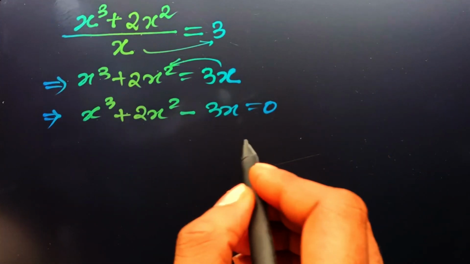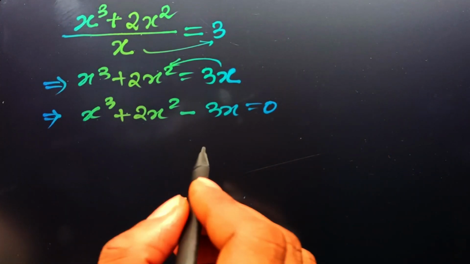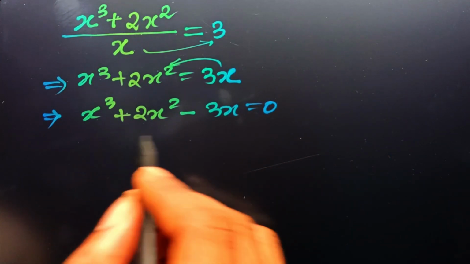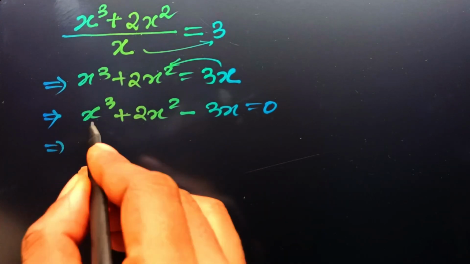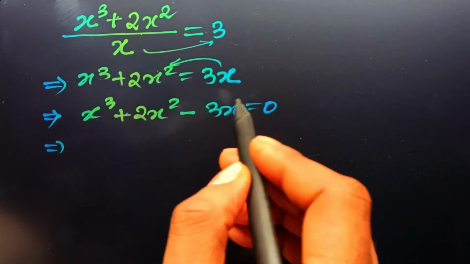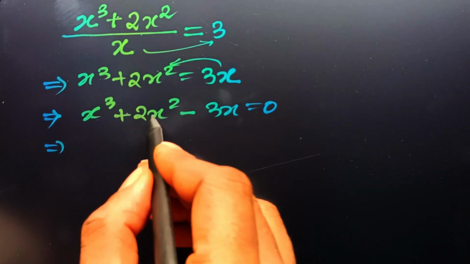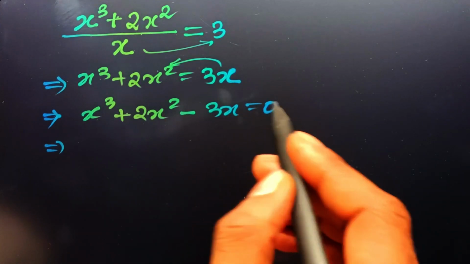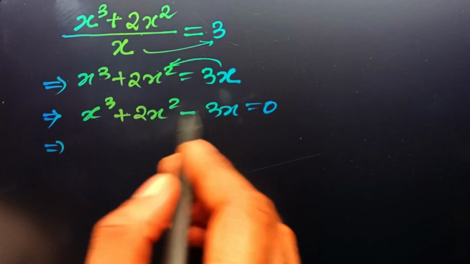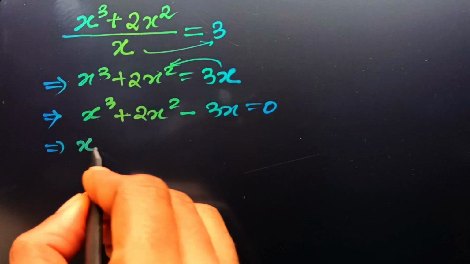This is where you need to open your eyes and look for patterns, because if you look at each term carefully, you will see that every single one of them has an x in it. We have x cubed, then x squared, and then just x. So that tells us we can factor out a common x from the entire expression.